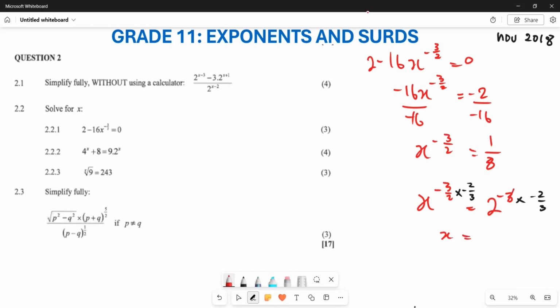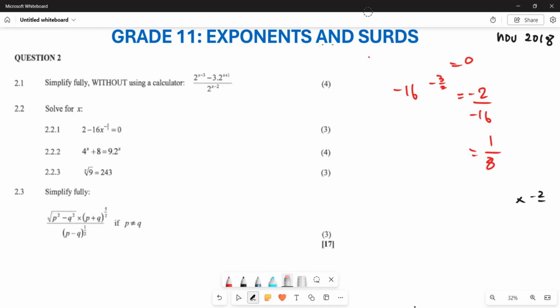You are going to say the 3s are going to cancel each other, negative and negative. So this is going to be the same as 2 squared, which means your x is going to be equal to 4. Right, so basically that's what you're going to do to get these 3 marks here, right? Now let's move swiftly along.